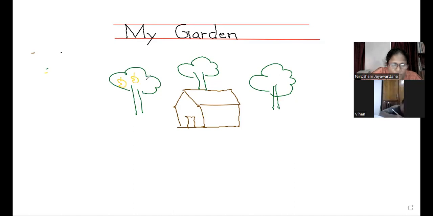There is a mango tree. One is a mango tree. The other one is an orange tree. Orange tree. The other one is a wood apple tree. Wood apple.